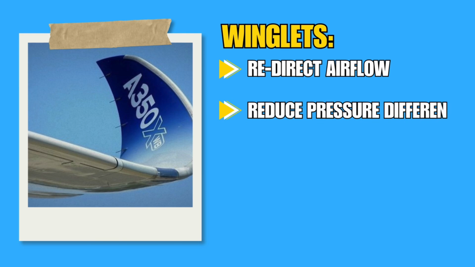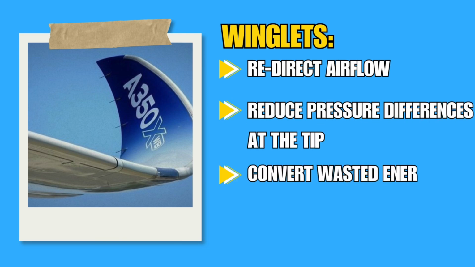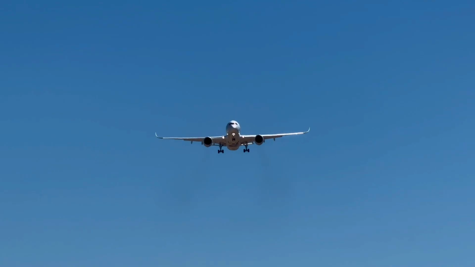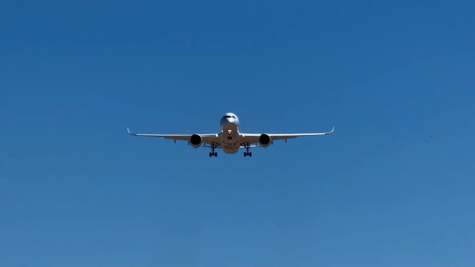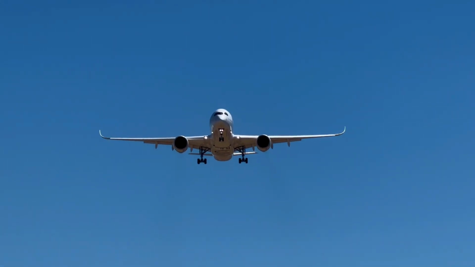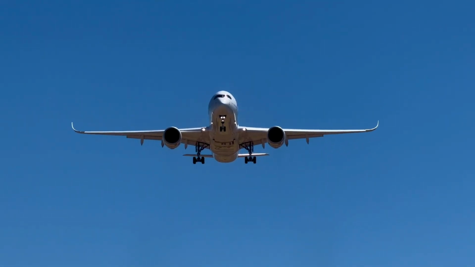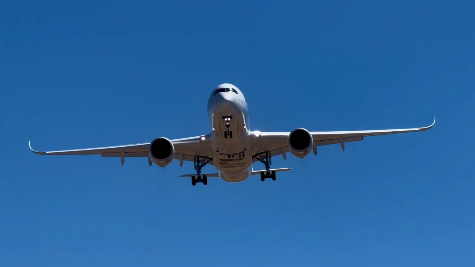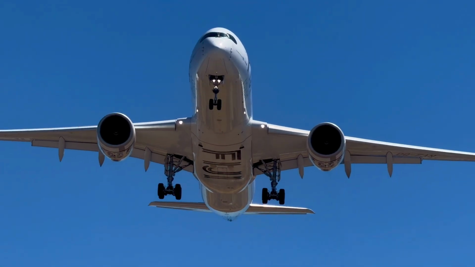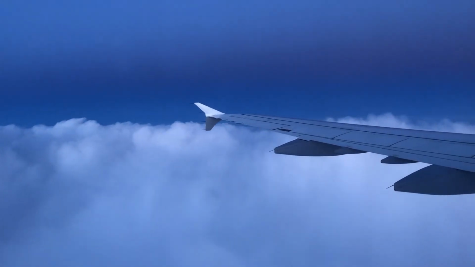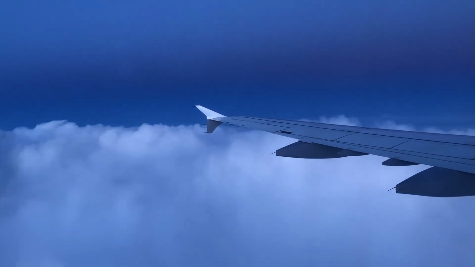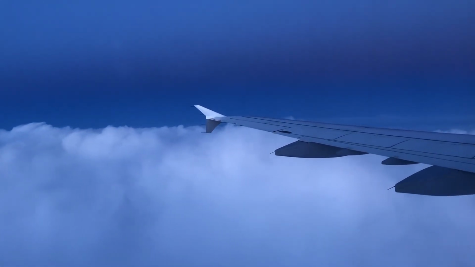They act as aerodynamic tools that redirect airflow, reduce pressure differences at the tip, and convert wasted energy into useful force. This is where aerodynamics becomes less about resistance and more about cooperation with the air itself. Let's go deeper. A winglet is not just a vertical extension. It's carefully angled and shaped to interact with airflow in a precise way. When air approaches the wingtip, instead of spilling freely, it encounters the winglet. The flow is redirected upward and outward, and the strength of the vortex is reduced.